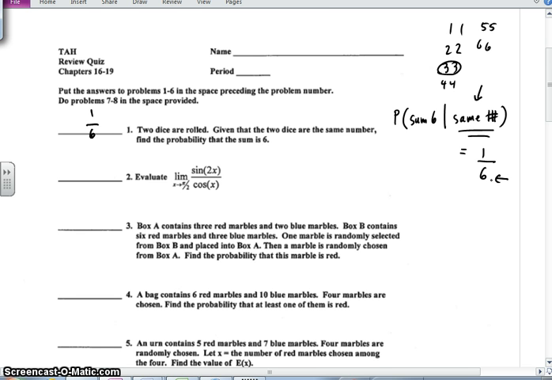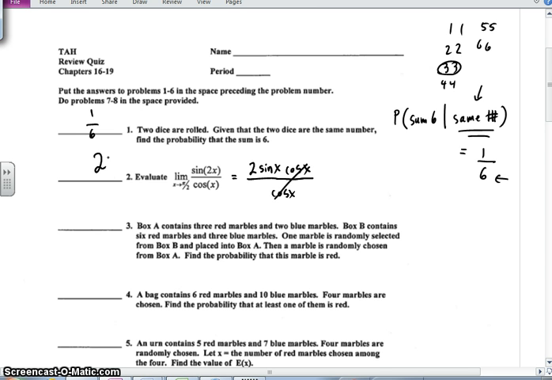All right, number 2. You can't plug in pi over 2 here because the cosine of pi over 2 is 0, so we have to do something else. If we remember the sine of 2x identity, we can apply that. Sine of 2x is 2 sine x cosine x. We can then divide through by cosine of x, and then plug in: sine of pi over 2 is 1, so we get 2 as the answer.